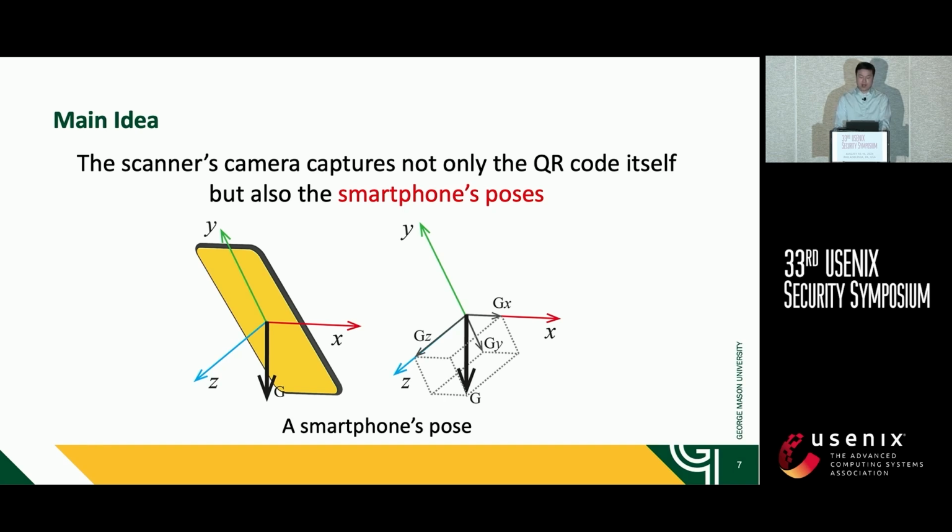Our work provides an additional layer of security for QR code payment based on the simple yet solid fact that what the scanner sees should correlate with the actual poses of the account owner's smartphone. That is, the scanner-estimated poses of the smartphone displaying the payment code should correlate with the poses sensed by the built-in sensor of the account owner's smartphone.